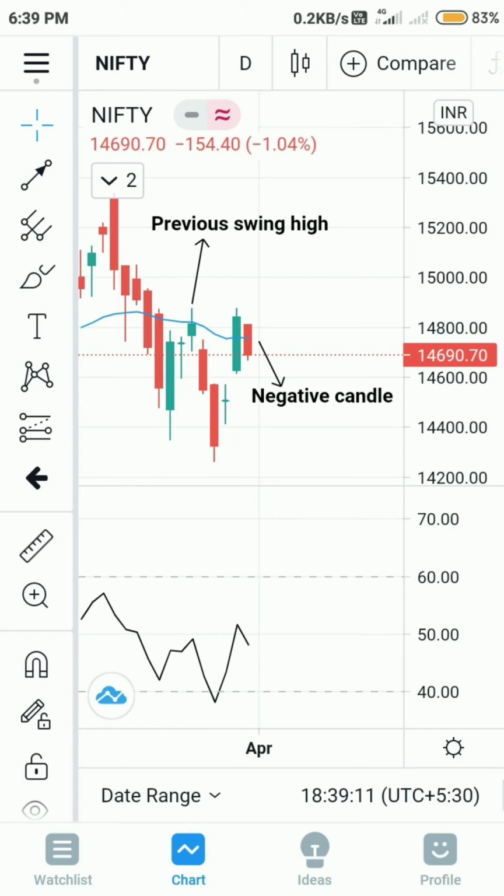So now let's analyze the daily chart, and as you can see, I have marked the previous swing high on the chart, and Nifty, after reaching the previous swing high, made a negative candle in today's session and is showing some signs of reversal. So that's basically the first negative sign for tomorrow's expiry, and Nifty has good support at 14,600. So now let's analyze the 30 minutes chart for better clarity.